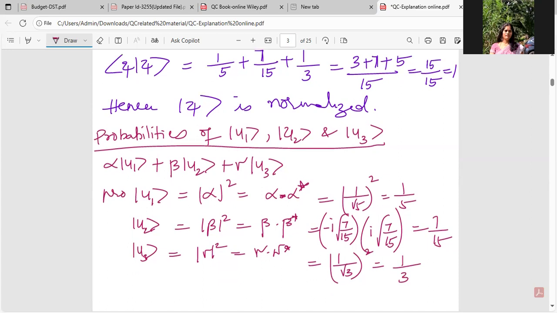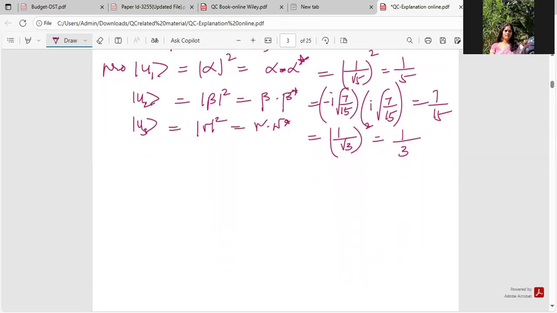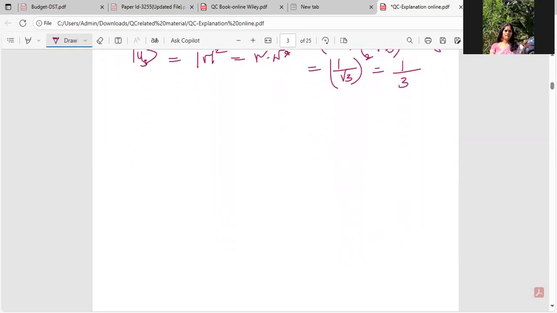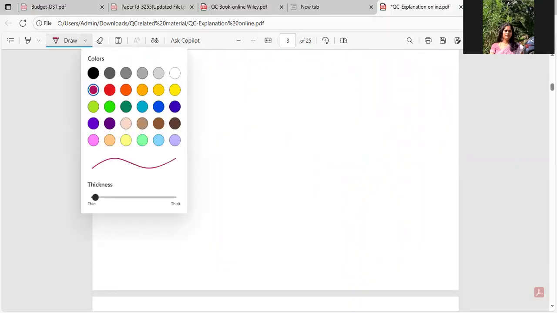And again, I can clearly see that the sum of the probabilities of all the kets turns out to be 1. That's how I will calculate probabilities. Of course, in the next video, I will go through the proper definition of probabilities and density functions.